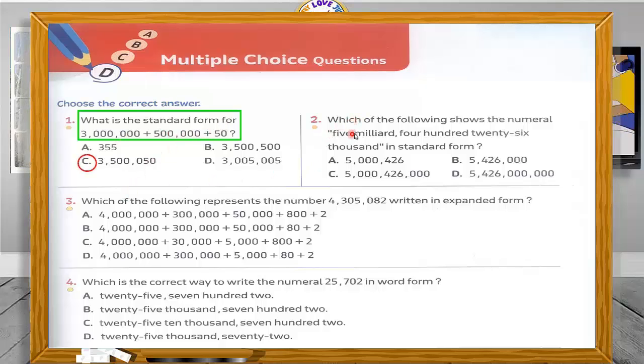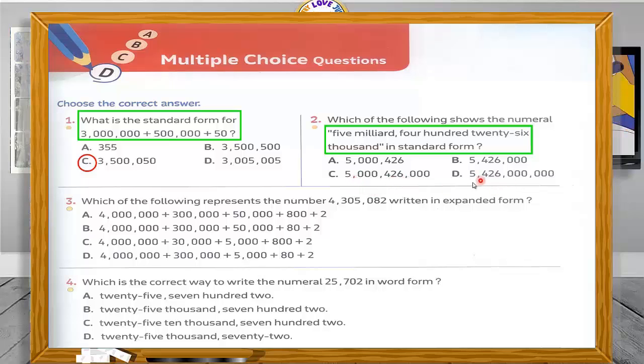Next one, 2. Which of the following shows the numeral 5,426,000,000? Where is this number in the answers down, in expanded form? 5 million. It tells you 5 milliard, not million. And here, million. A and B are not right. C and D: here we have 5 milliard and here we have 5 milliard.